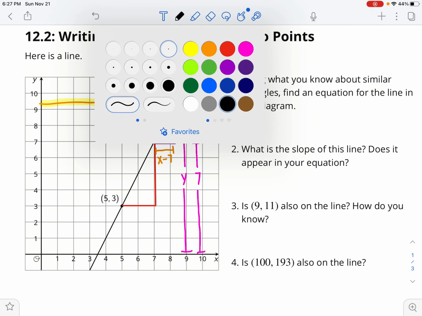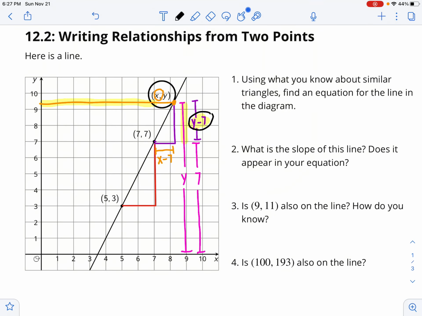And so we know the height of the triangle is y minus 7, and the base is x minus 7. So we have rise over run, y minus 7 over x minus 7. And then we just need to know what the slope is. Because remember the quotient theorem, right? The vertical side of a slope triangle divided by the horizontal side of a slope triangle is going to have the same quotient as any other slope triangle.